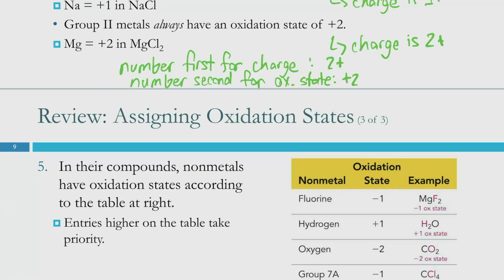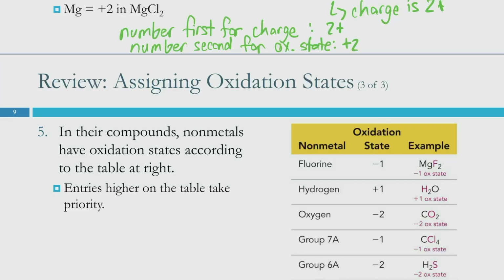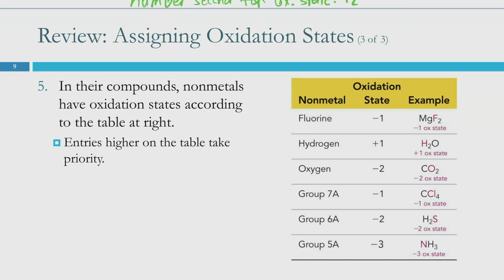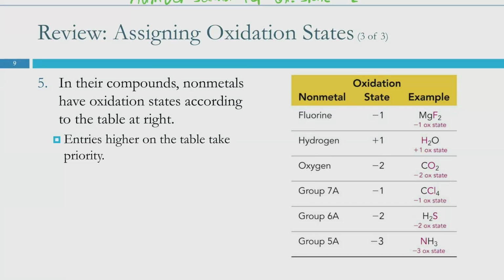And then we've got a set of more rules kind of built in. For nonmetals, they have oxidation states according to this table. Entries that are higher on the list take precedence, take priority. So for example, fluorine always gets a -1 in any compound with another nonmetal. Hydrogen's next, then oxygen, and then we work our way from right to left on our periodic table, group 7A, group 6A, group 5A. And then if we have anything else left, it just gets assigned whatever the balance is.